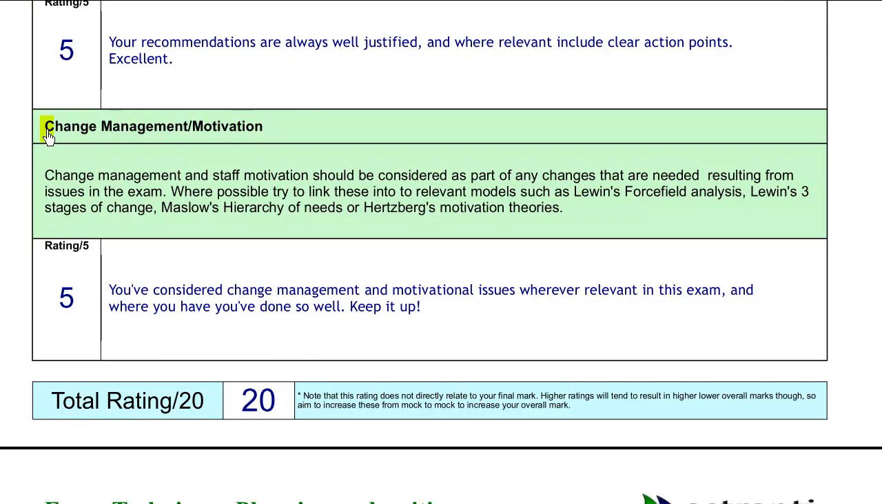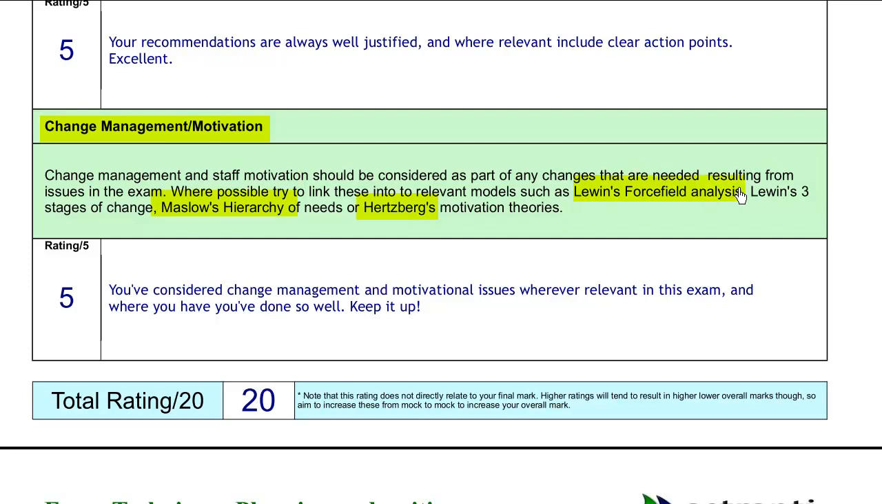Finally, because of the people and the leadership elements, the key criteria are change management and motivation as part of those competencies. And so have you considered staff issues and how we will make the change actually happen? You could bring in theories such as Maslow's hierarchy of needs or Herzberg's motivation theories, Lewin's force field analysis to help support that.